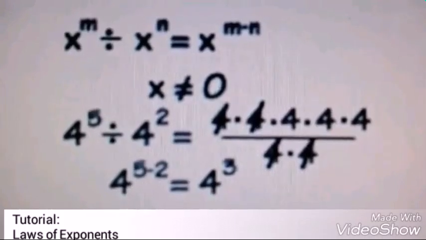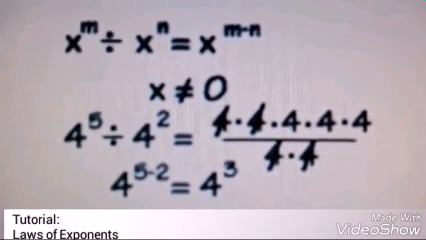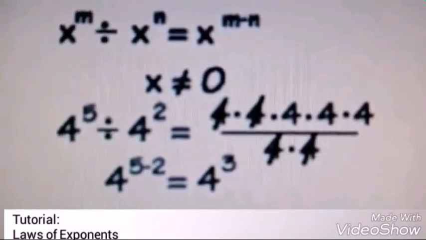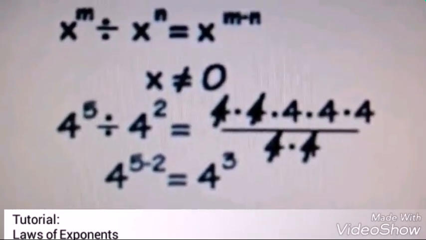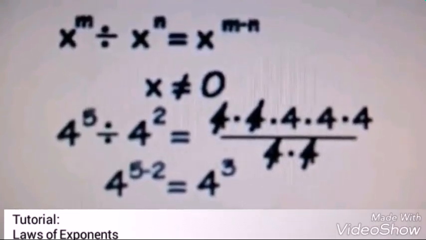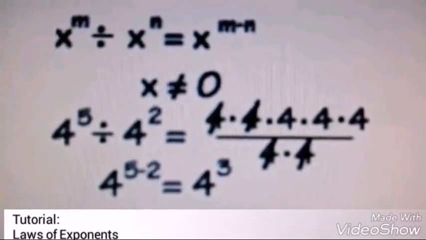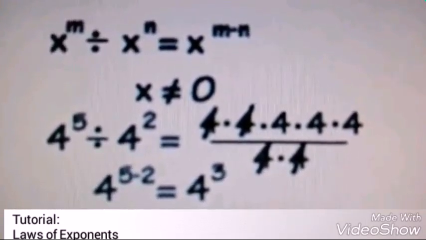If you subtract it, the answer will be 0. So x is not equal to 0. Or you can solve it this way: 4 raised to the 5th power divided by 4 squared. You can literally write how many bases it has according to its power.